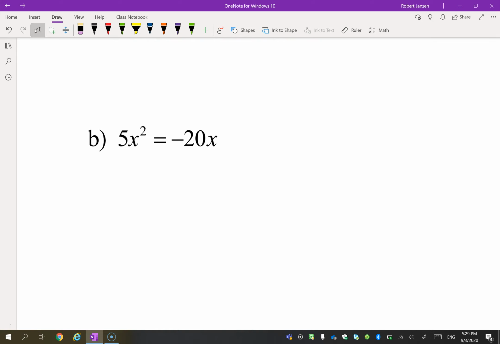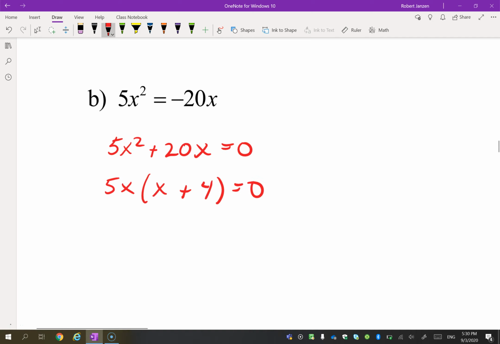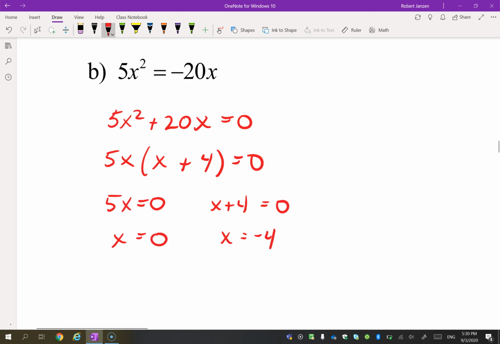All right, let's try to do this one. So we'll bring everything to one side so that we have 0, and now we want to factor it. This is not a trinomial though. Okay, but you can see there is a common factor of 5x. Okay, so now the first factor, 5x equals 0, and the second one, x plus 4 equals 0. So x is 0, and x is negative 4.